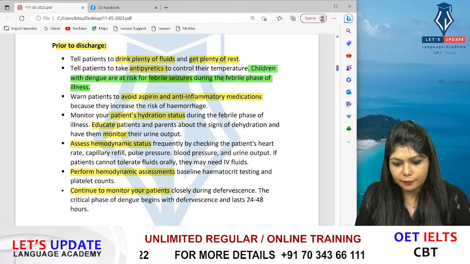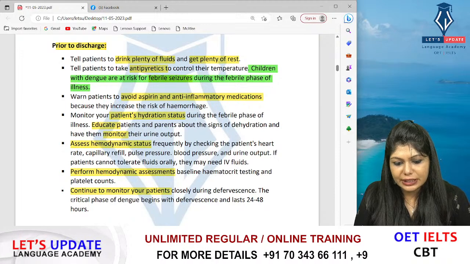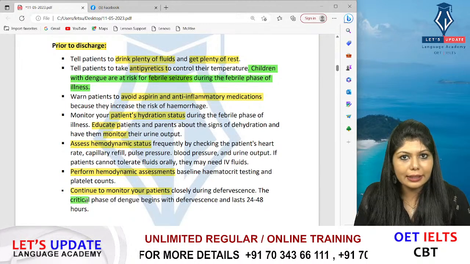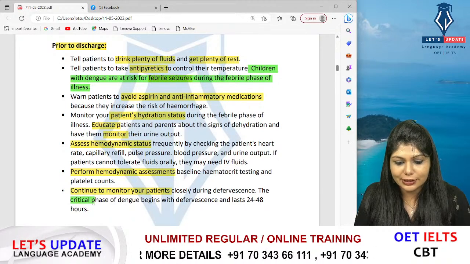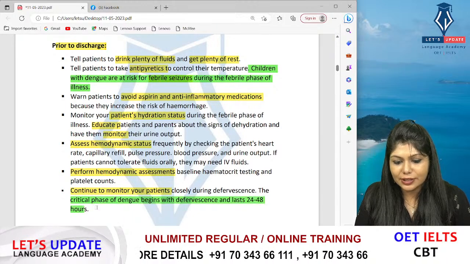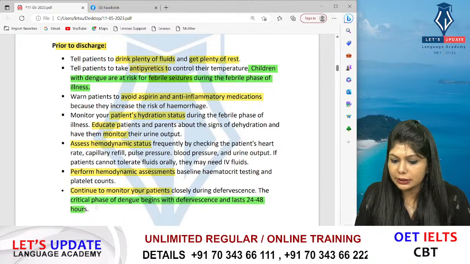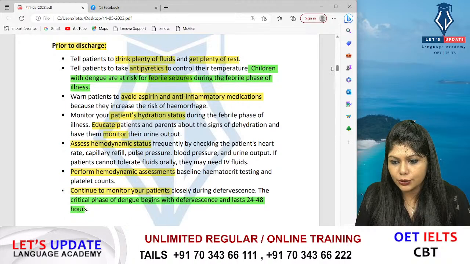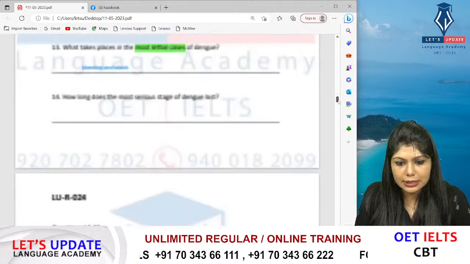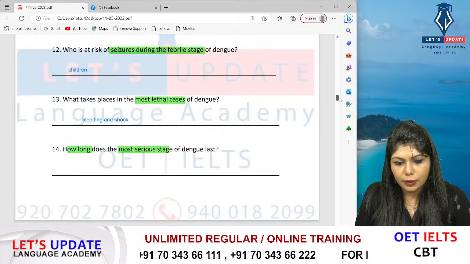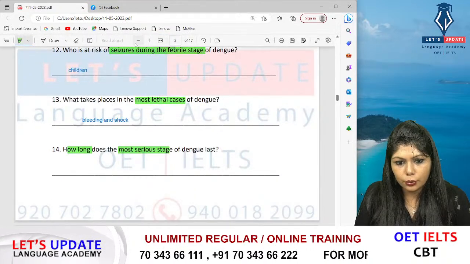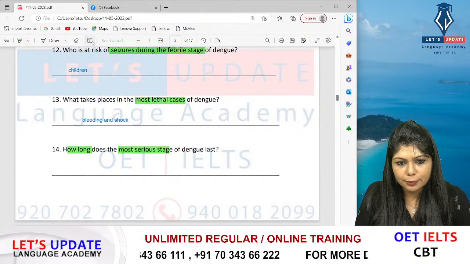The last line. So instead of serious, they have mentioned it's critical. Critical is a synonym of serious, right? So the critical phase of dengue begins with this and lasts 24 to 48 hours. So the answer would be 24 to 48 hours. Okay, so now moving on to the next part.